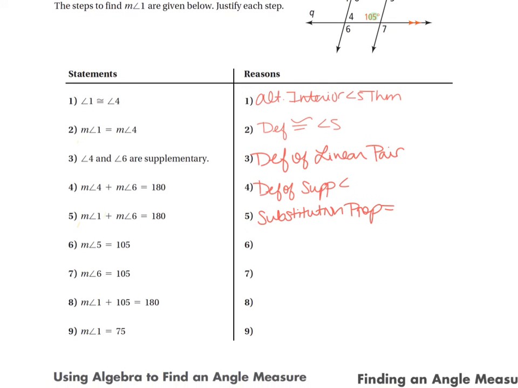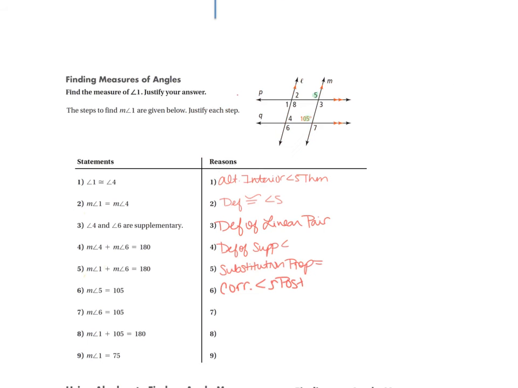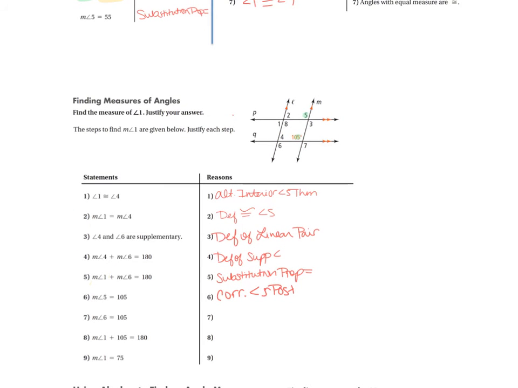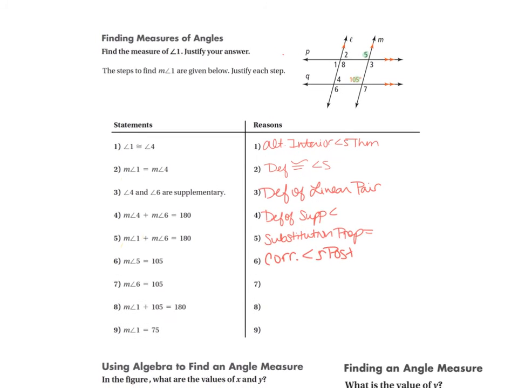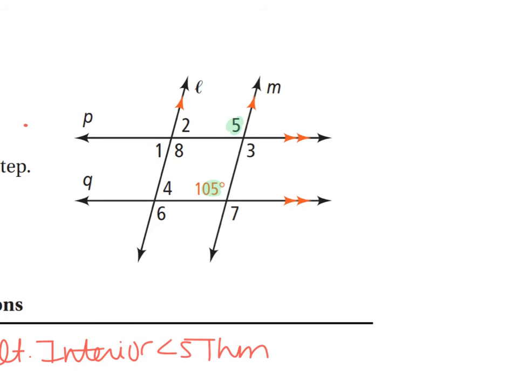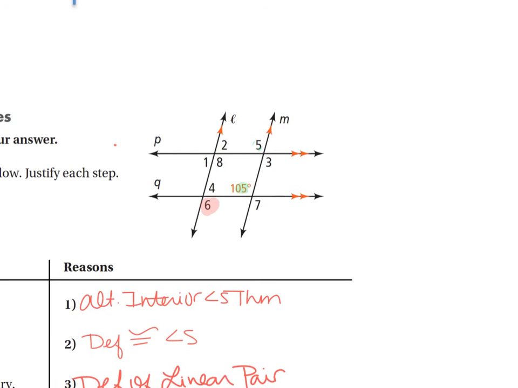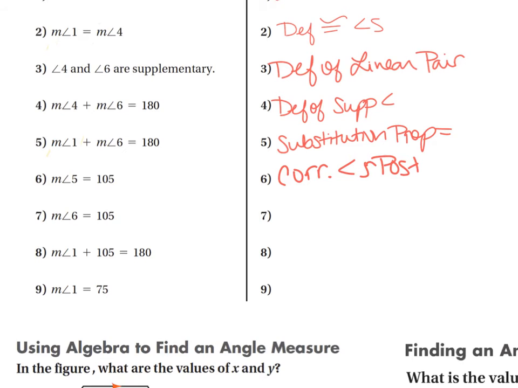The corresponding angles postulate. Okay, number 7, let's look at that. That would be angle 6 is equal to 105. So what do you notice between angle 6 and the 105? What kind of angles are those? Well, those are alternate interior, and they are congruent, so that works. So it would be the alternate interior angles theorem.